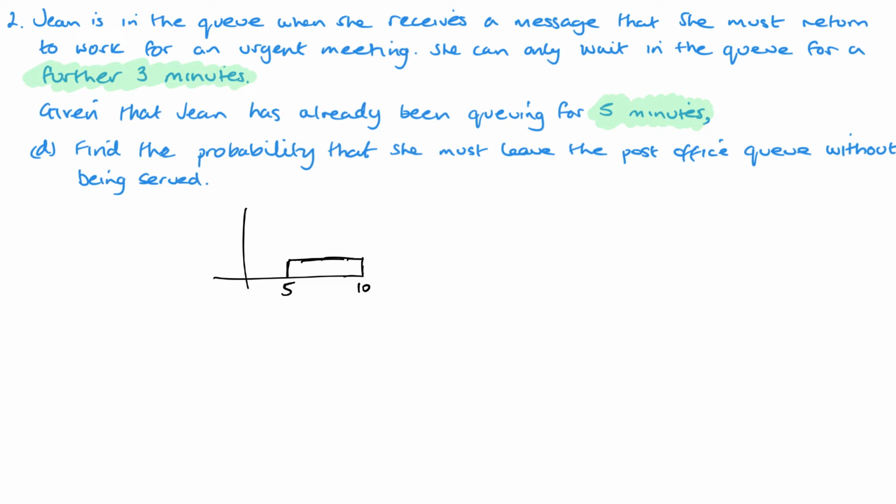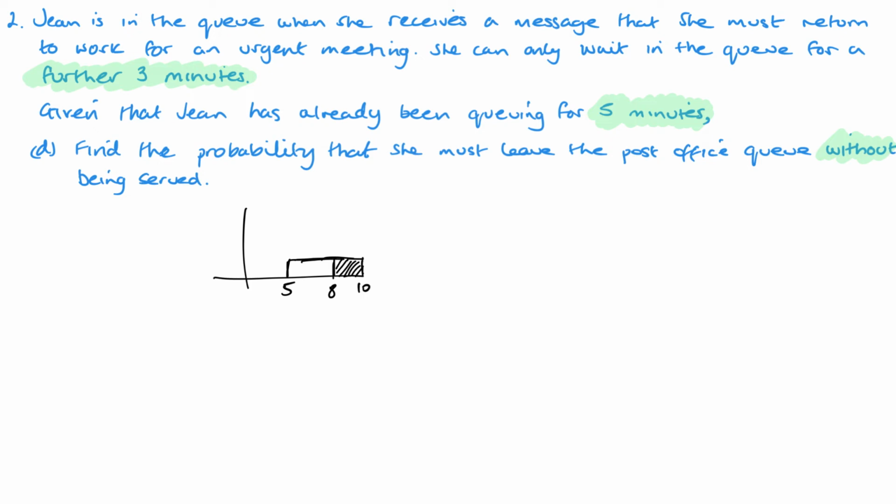If she can queue for a further 3 minutes, that will mean the cutoff point is going to be at 8 minutes, isn't it? Okay, so that's our cutoff point. Now the question says without. So we're looking at her leaving. So that means that's the section between 8 and 10 minutes when she would have been served. Okay, does that make sense?